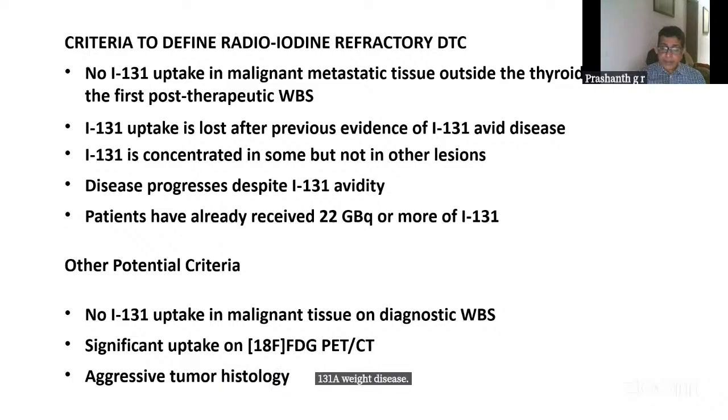Iodine is concentrated in some, but not in all other lesions. Disease progresses despite radioiodine therapy. The patient has received more than around 600 millicuries of radioiodine. And another potential criterion would be when you've done an FDG PET scan and you've seen FDG avid disease.